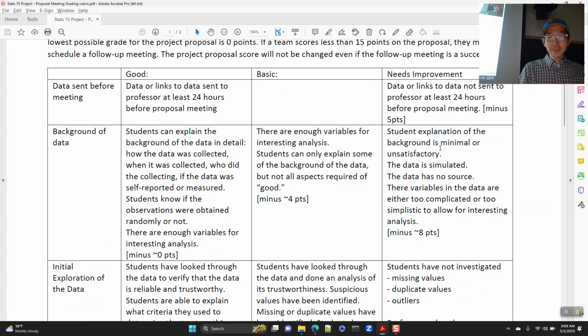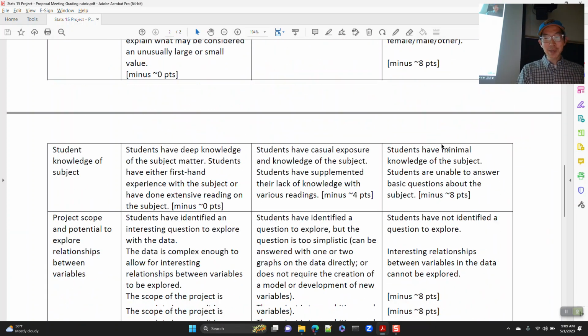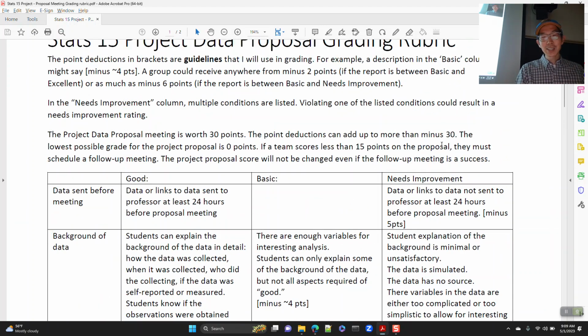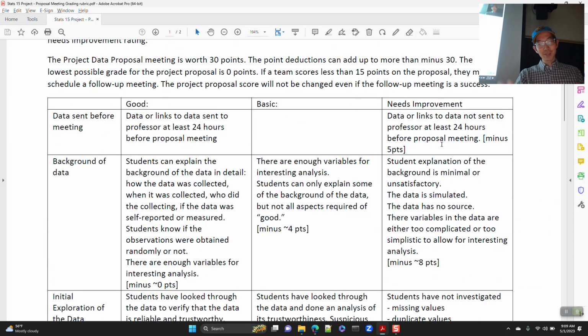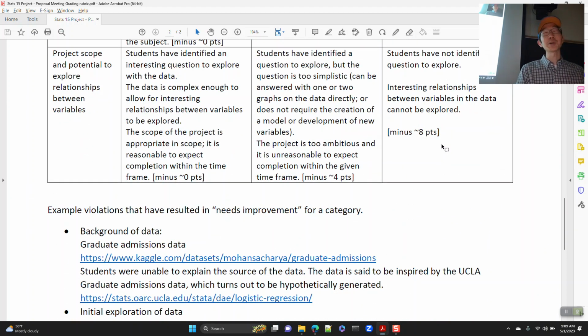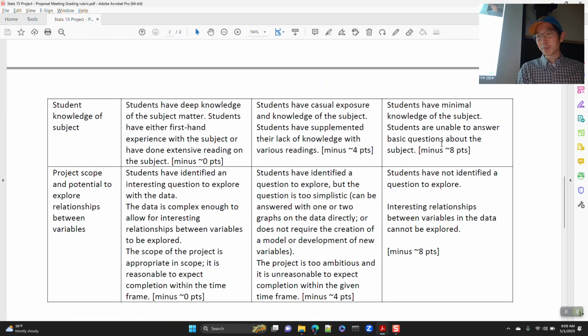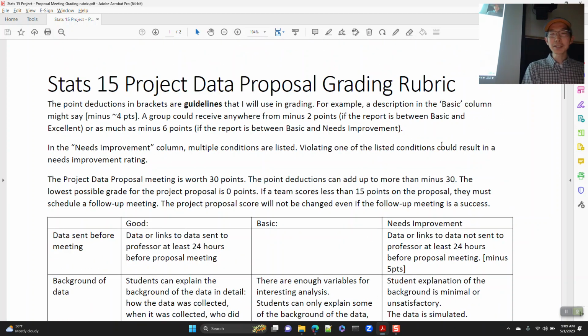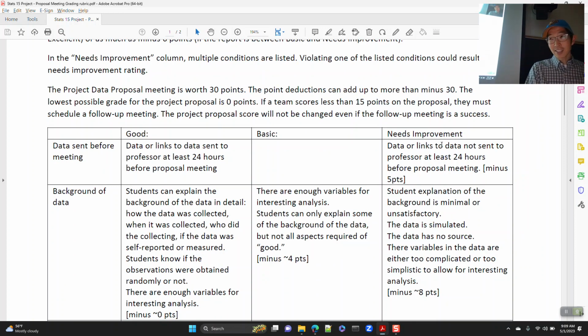If you look at all of the needs improvement columns and add them all up, they're going to add up past 30 points. So if you do really poorly, you're going to lose all of these points. Obviously, the lowest you can get would be a 0 on the proposal meeting, and I would say that's pretty rare. I don't think groups hit zeros there, but if things don't go well, I do require that we have a follow-up meeting.